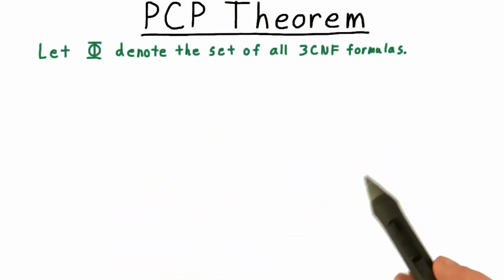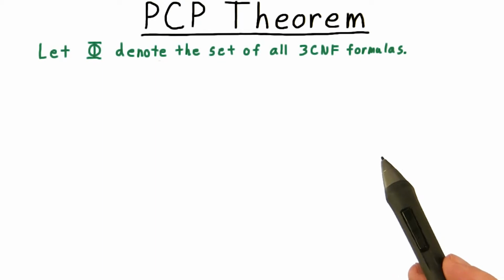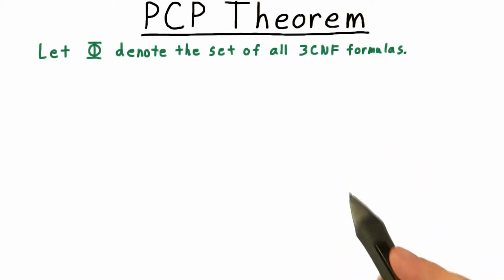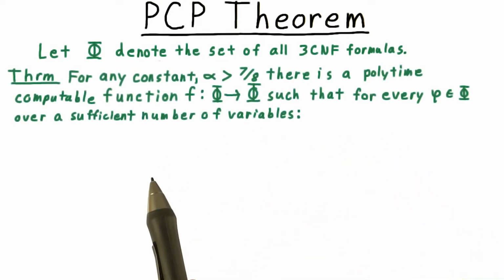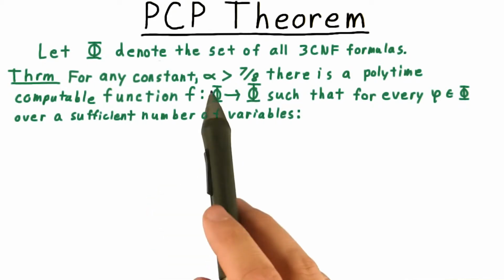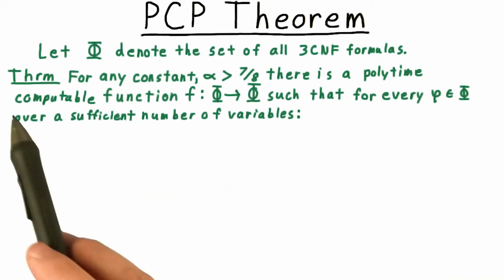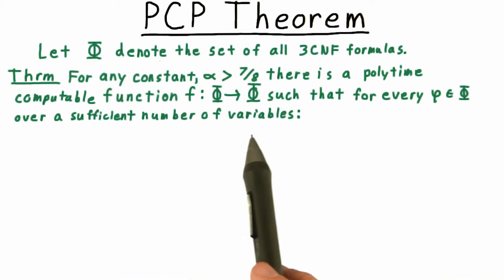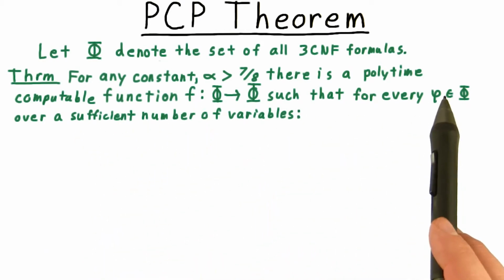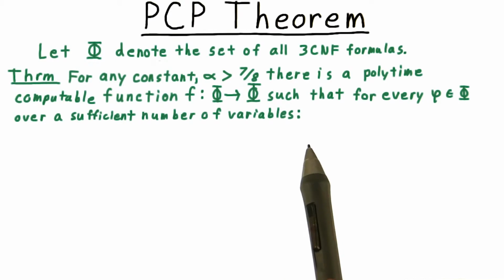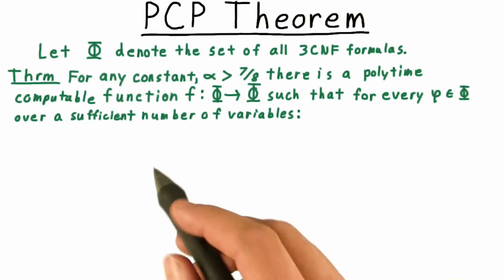Remember, we're assuming that all clauses have exactly 3 literals and that they come from 3 distinct variables. Then a version of the PCP theorem can be stated like this. For any constant alpha greater than 7/8, there's a polytime computable function f such that for every formula phi over a sufficient number of variables, the following 2 things are true.